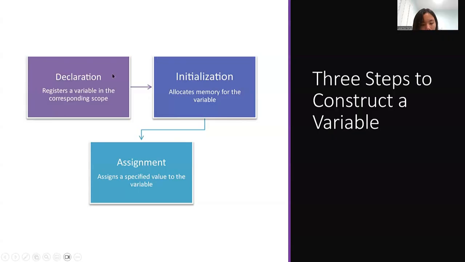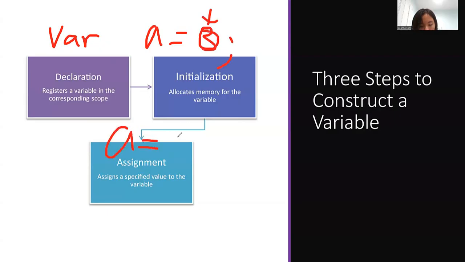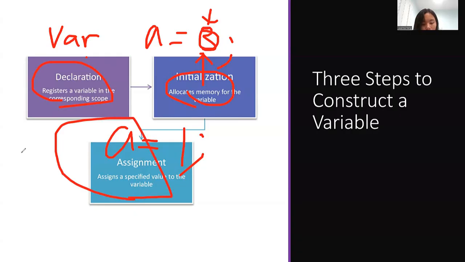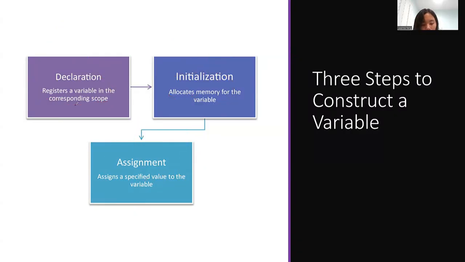First, you need to declare a variable, and then you need to initialize it, and then you need to do assignment. Declaration means you declare var a equals 3. This is the initial value. Sometimes you initialize to 0. And assignment, later you assign 1 to a. Initialization means you assign an initial value, maybe 0, maybe null. And then assignment is assigning a new number to it. So these are 3 steps for a variable.